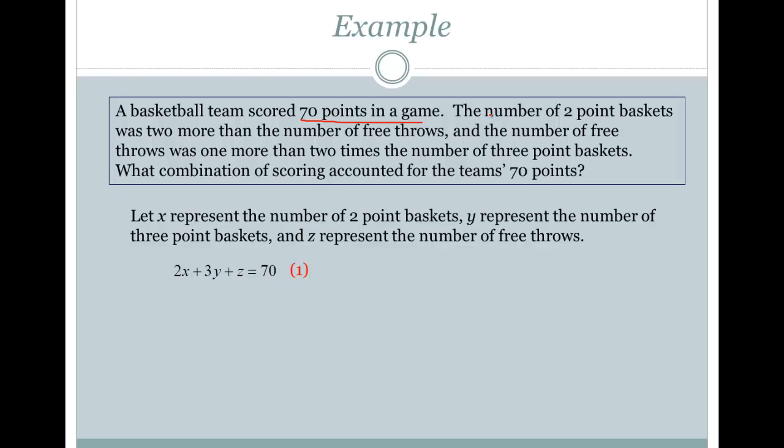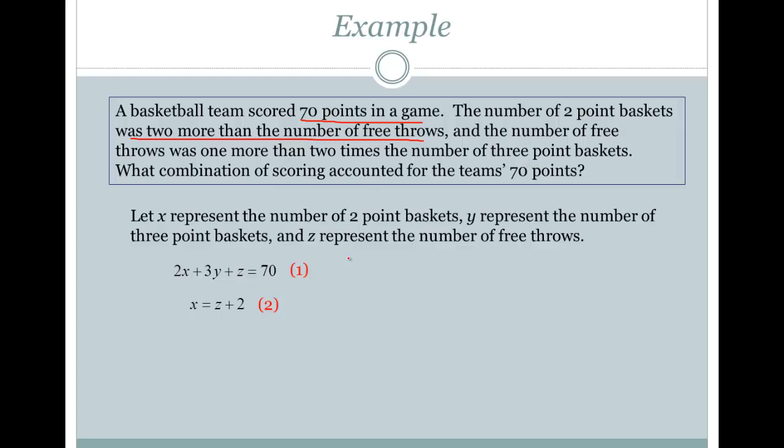Let's look at the next sentence. The number of 2-point baskets was 2 more than the number of free throws. The number of 2-point baskets, x, is equal to 2 more than the number of free throws. x is equal to 2 plus z, or z plus 2. There's another equation. I use this information right there. Okay? We need one more equation.